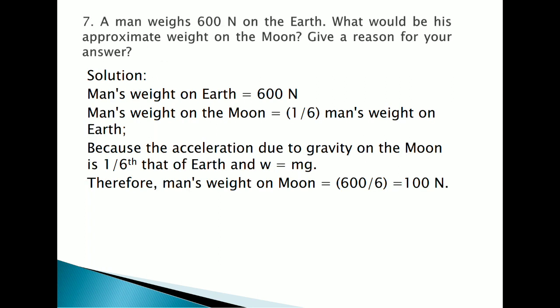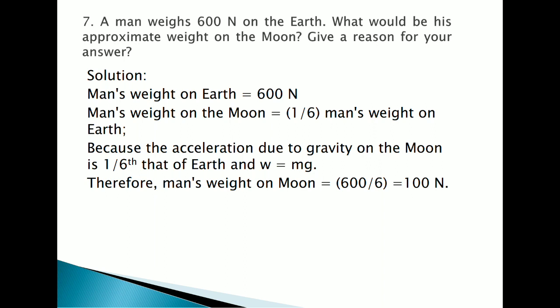Next one. A man weighs 600 Newton on the earth. What will be the approximate weight of him on the moon? First of all, what has been given? The man's weight on earth is 600 Newton. We know this relation: man's weight on the moon is equal to 1/6 of man's weight on earth. Why is it so? Because acceleration due to gravity is 1/6. If acceleration due to gravity is 1/6, naturally weight also will be 1/6.